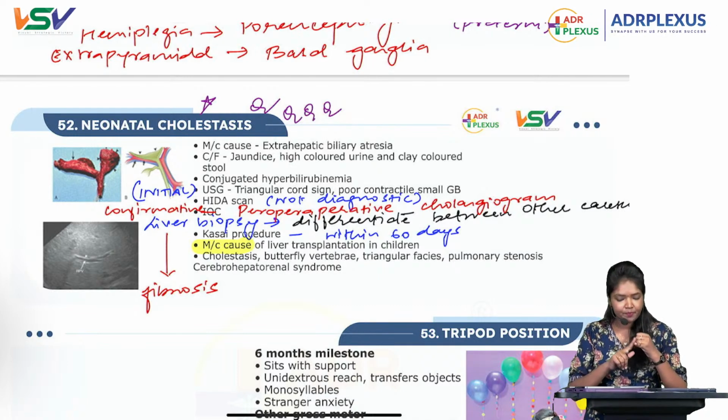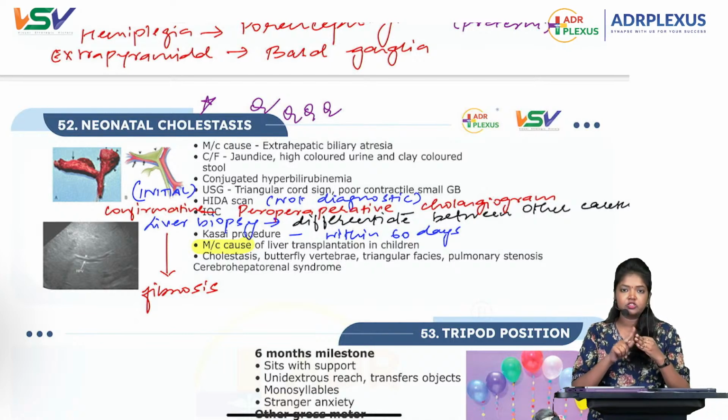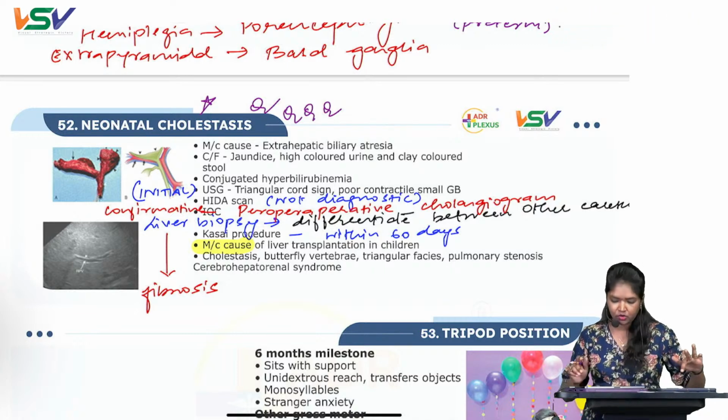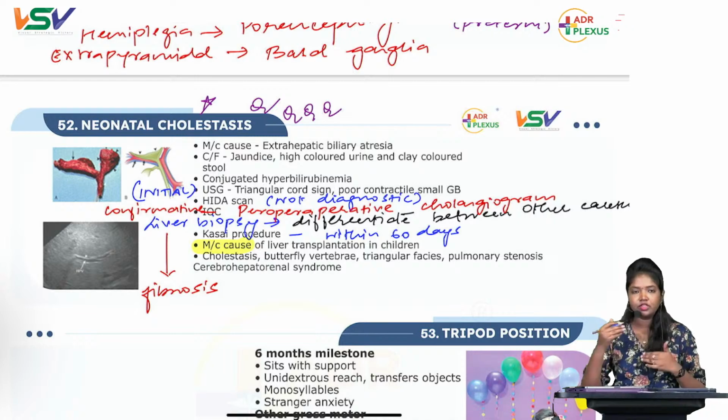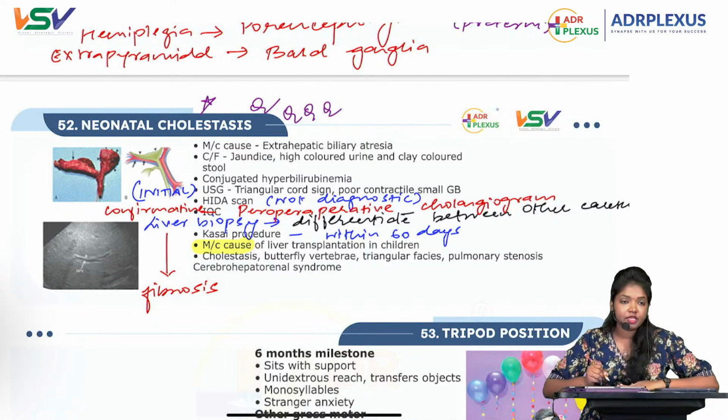So for EHBA, please remember conjugated fraction will be increased. USG is the initial test. HIDA scan is not diagnostic. Liver biopsy is used to differentiate other causes. And confirmative is peroperative cholangiogram. Kasai procedure you will do in the first 60 days. It's a portoenterostomy. Two MCQs, one-liners.